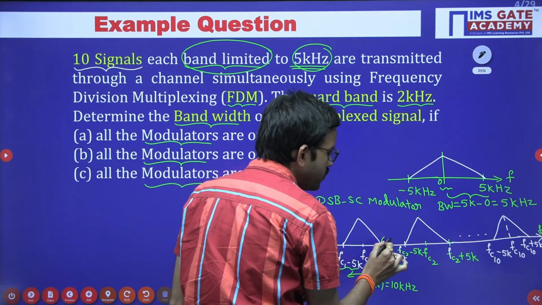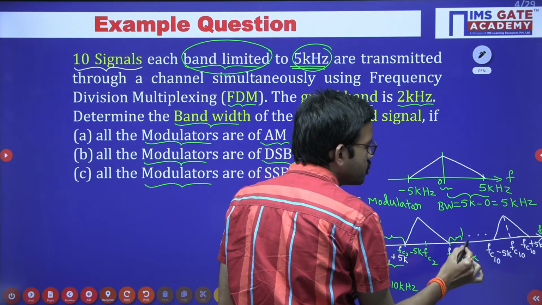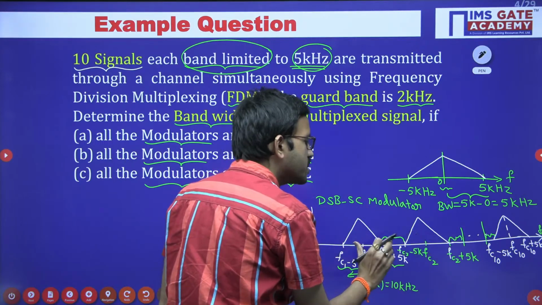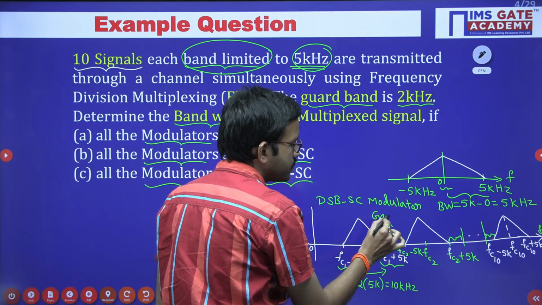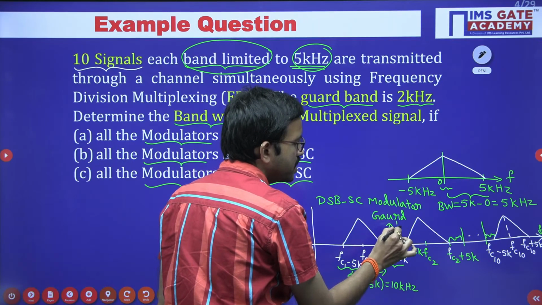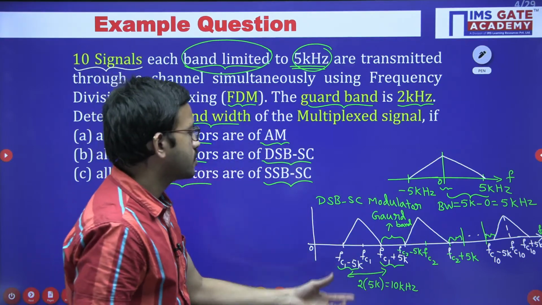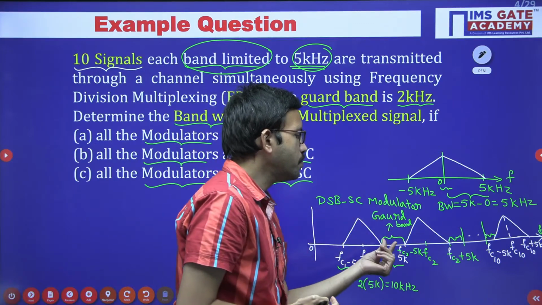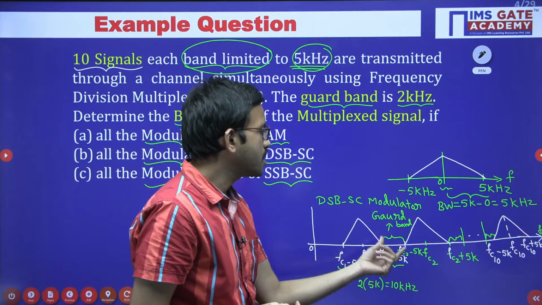So in between two signals, whatever unused band of frequencies you have, that is nothing but the guard band. In all practical applications, just in order to separate two spectrums, we provide some band of frequencies. That band of frequencies is nothing but the guard band.